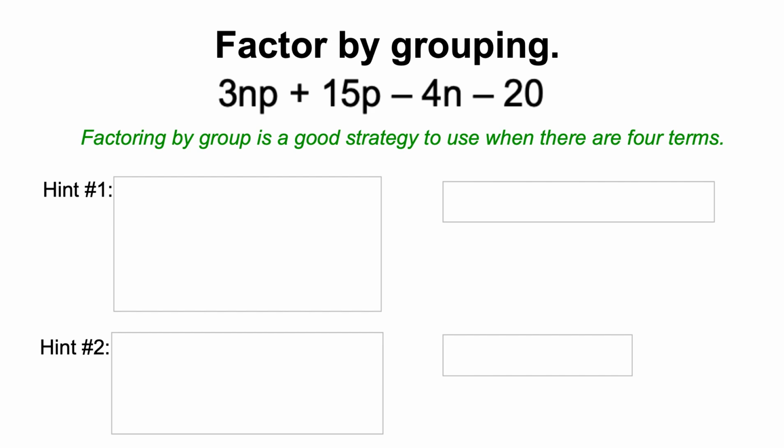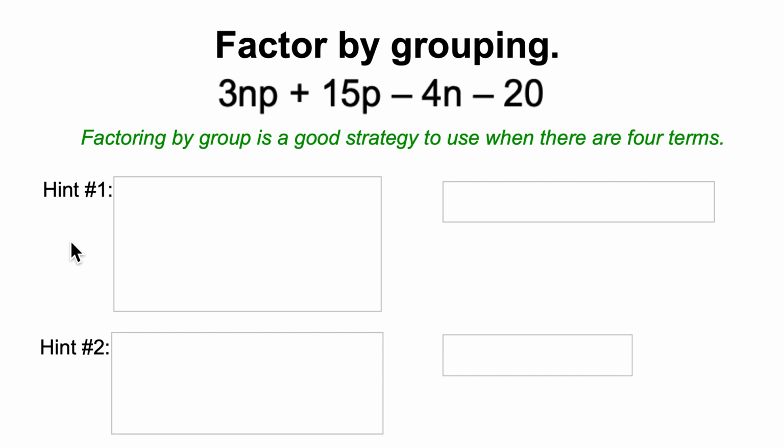I'm going to show you how to factor a polynomial by using a method called grouping. As it states here, factoring by grouping is a good strategy to use when there are four terms, such as 3np plus 15p minus 4n minus 20. Let's go ahead and get started.